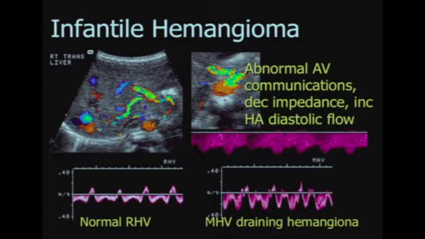Doppler can be a useful thing in these particular children. You do have abnormal AV communications in these abnormal masses. That's going to give you decreased impedance and increased hepatic arterial flow, like you can see here in this very large celiac axis and common hepatic artery. You can look at the hepatic veins. Here's the normal right hepatic vein draining an area that doesn't have any lesions within it, and you can see the elevated flow in the middle hepatic vein draining the hemangioma.